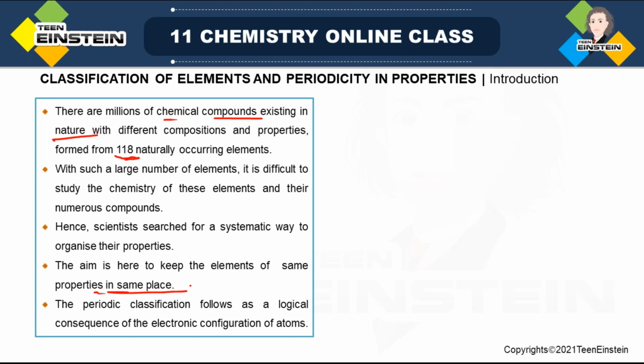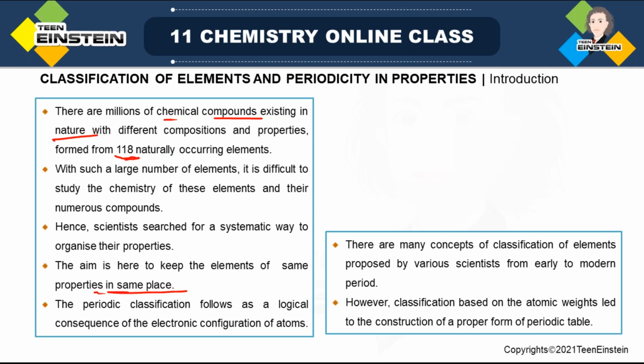This periodic classification follows a logical consequence of the electronic configuration of atoms. Remember, in the last chapter that we finished, we saw how we can write the electronic configuration of atoms. Once we know the electronic configuration of atoms, based on that knowledge, we can do this type of periodic classification, because this classification follows a logical consequence of electronic configuration. Now, there are many concepts of classification of elements proposed by various scientists from early to modern period.